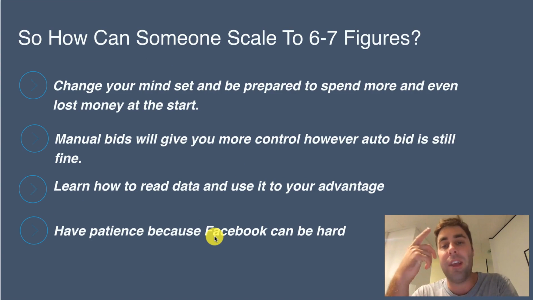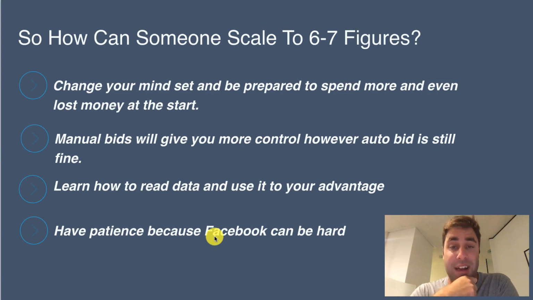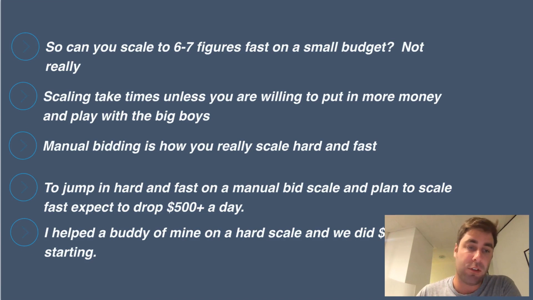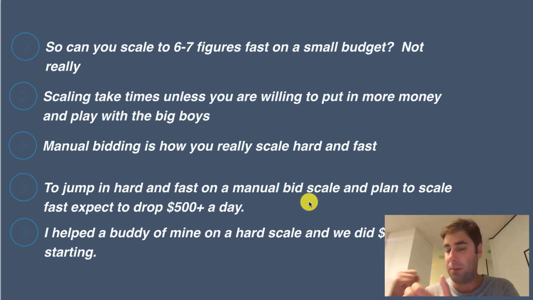So how can someone scale to 6 or 7 figures, right? Gosh, it's so late here. It's 1 a.m. Change your mindset and be prepared to spend more and even lose money at the start. Okay, be prepared to spend more. Like I said in this slide here, we were dropping $1,200 a day. Be prepared to do $500 a day on manual bidding, $300, $200, but I would suggest $500 plus a day. You want to just jump in, even on automatic bidding. If you want to scale fast, you've got to be prepared to jump.